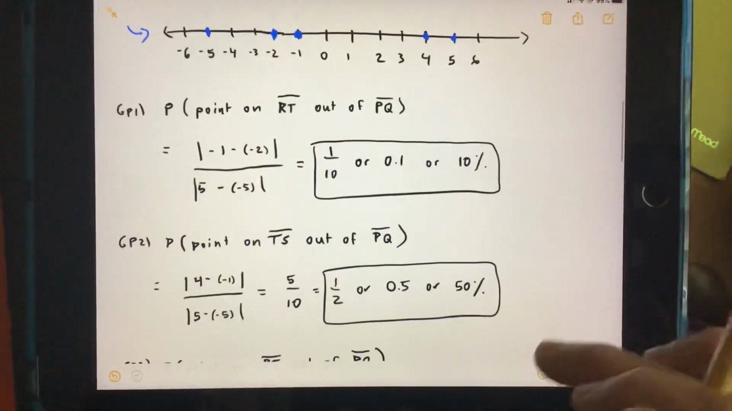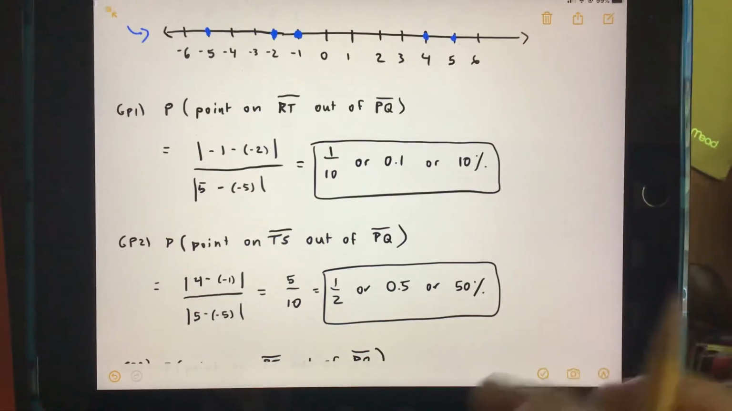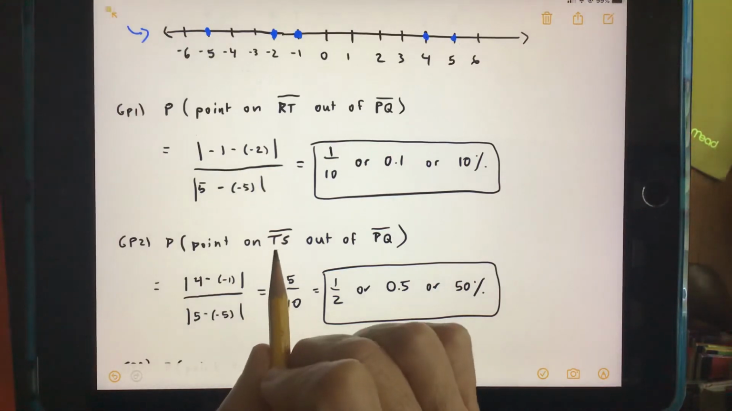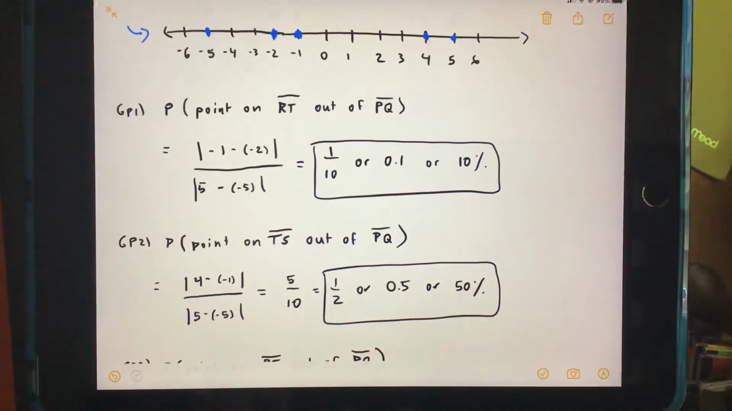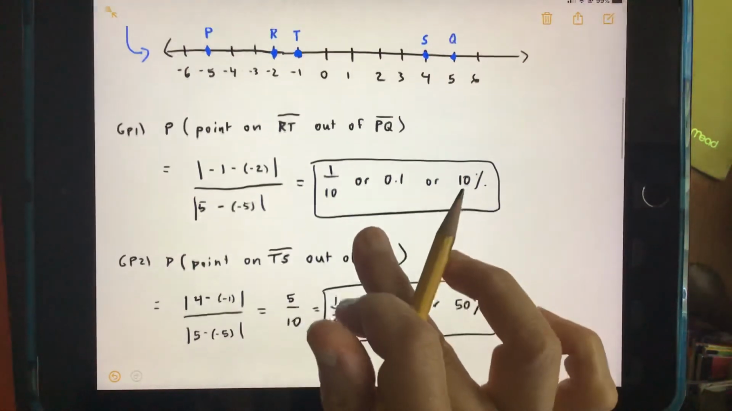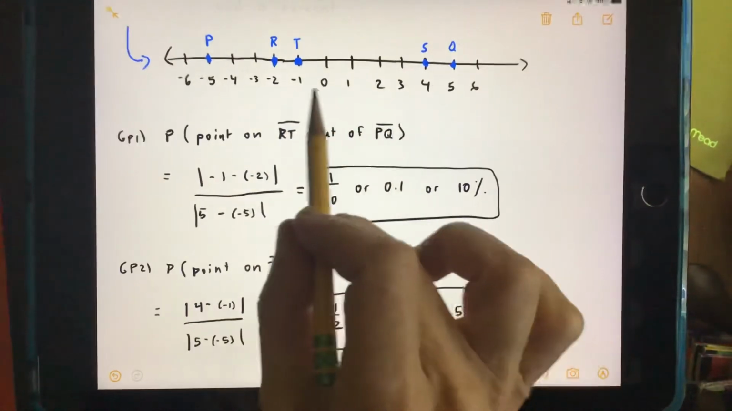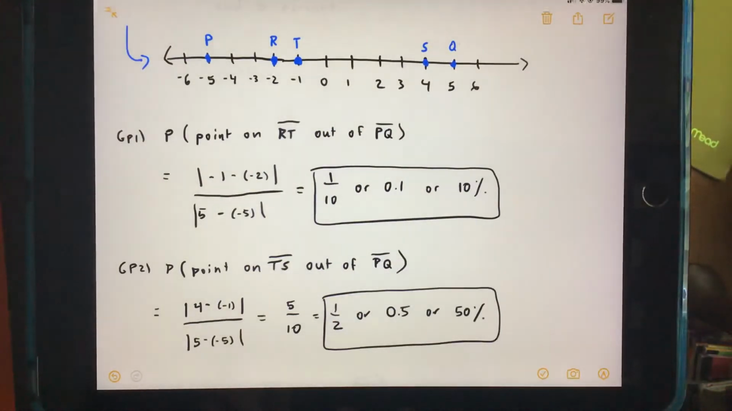Guided practice 2 refers back to that same number line, but this time we're trying to find out what are the chances, what is the probability of picking a point on segment TS when we're still limited to picking a point on line segment PQ. Well, again, you find how far it is from T to S. So from T to S here, from -1 to 4, you find the difference between those two numbers.